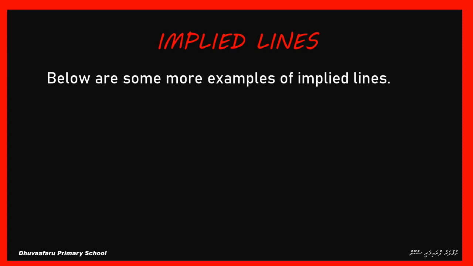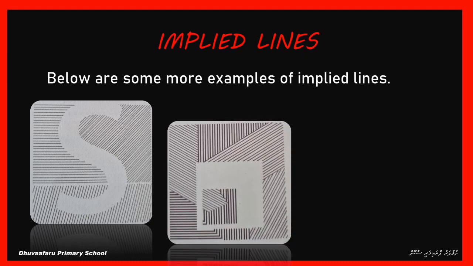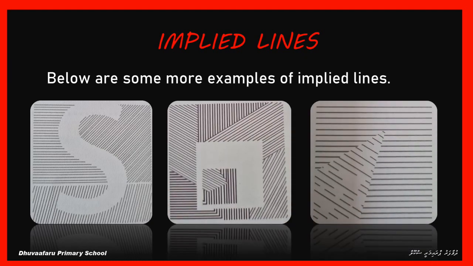Here are some more examples of implied lines. In the first picture, it shows the letter S, and in the second picture, it shows a square, and the third one shows something like a triangle or maybe a rocket, but none of these shapes are being drawn. The letter S is also not being drawn, but the lines used in the background make the S or the square appear like that.